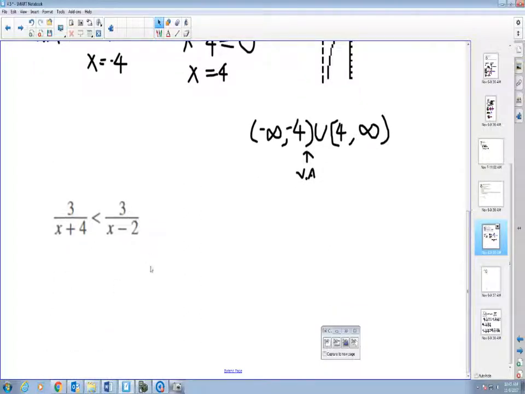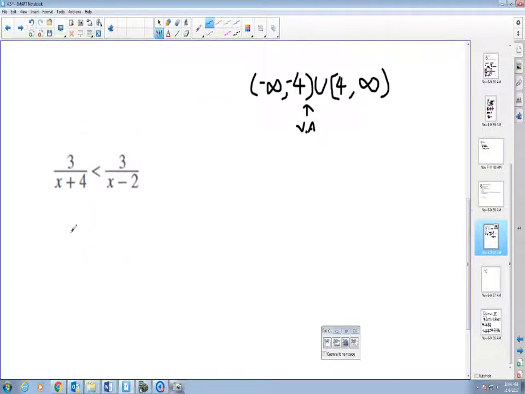Well, let's check out another example here. So this one right here, where I got one term on the other side, so I'm gonna bring this term to the left. I need to have everybody on the same side of the inequality. So this is gonna be 3 over x plus 4 minus 3 over x minus 2, less than 0.